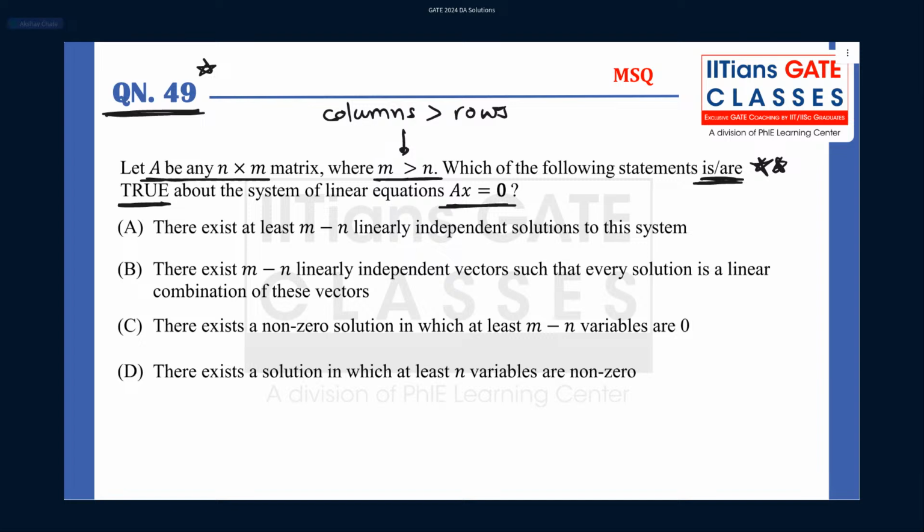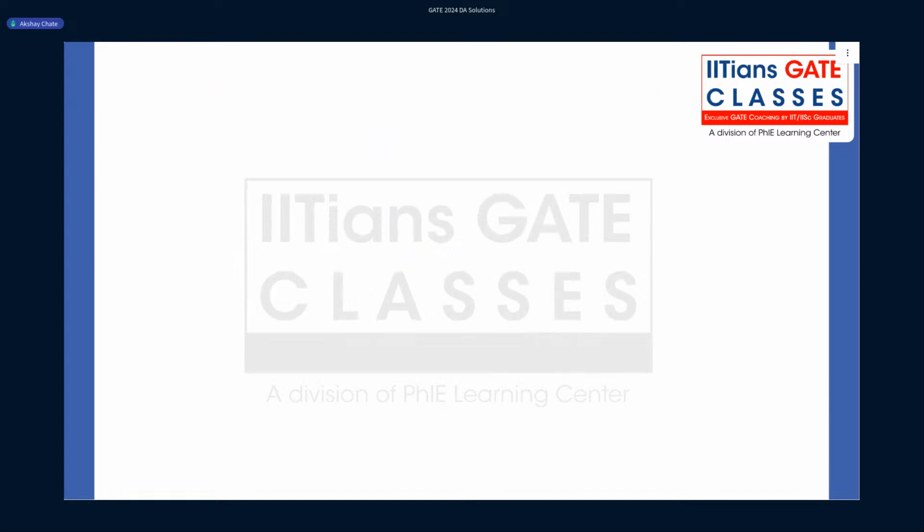So this is the information that is given, and now we have to check four options, and multiple options can be correct. So let's see. The first option says that there exist at least m minus 1 linearly independent solutions to this system. There is a way to solve this: if you don't remember the theorems of matrices in the exam, you can take multiple examples of matrix A and then solve. For instance, consider a matrix A with only one row and four columns, because in this case your columns are greater than your number of rows, right?